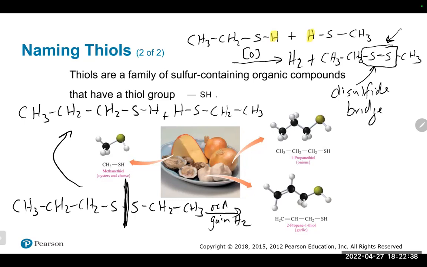So for thiols, like I said, you don't have to worry about naming them, but do need to know the functional group and these two reactions, how to properly obviously draw the products that you would get here. Any questions on any of that there?